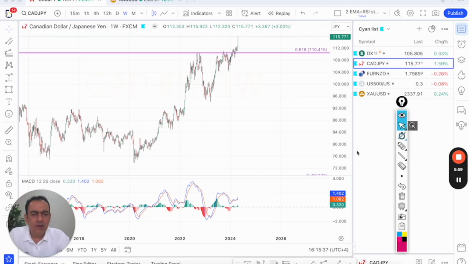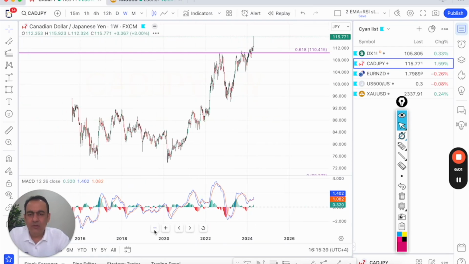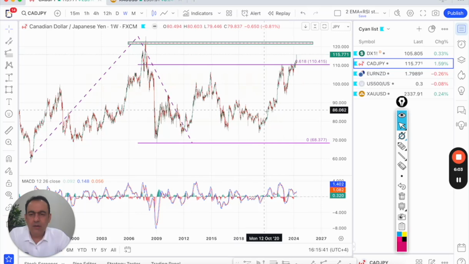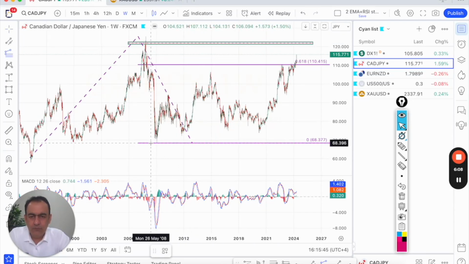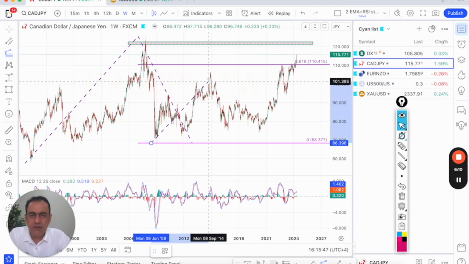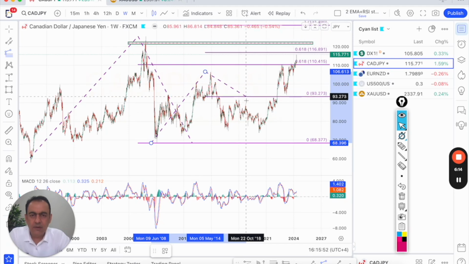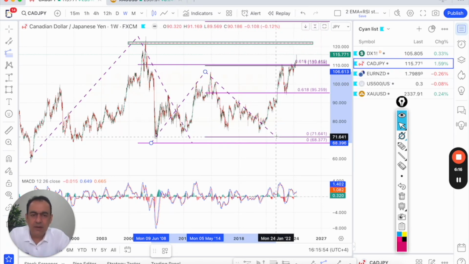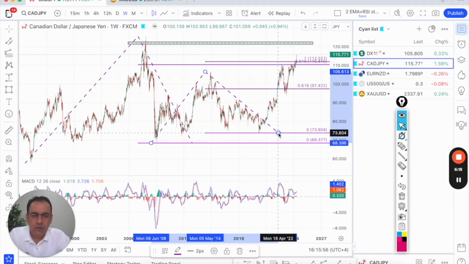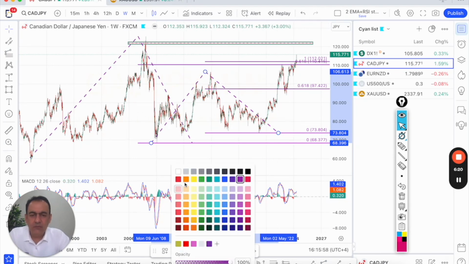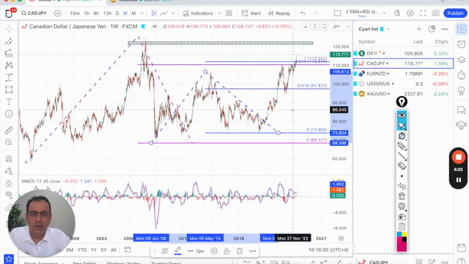I'm going to apply another fib extension based on the weekly cycle this time, and I'll start from the weekly low. I'll connect to the first high and drag it down to connect it back to the higher low. I'll use a different color for the weekly cycle. I'm going to make it blue.